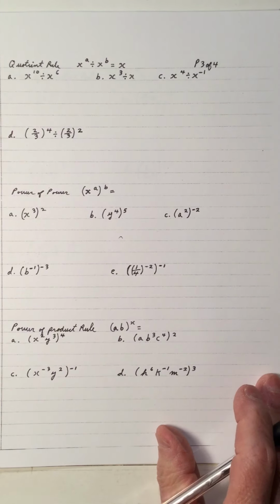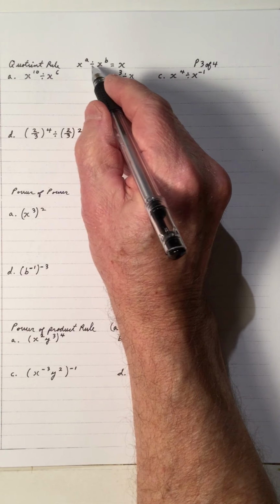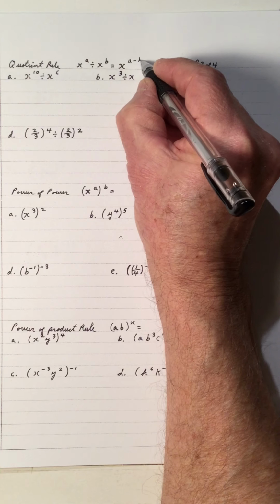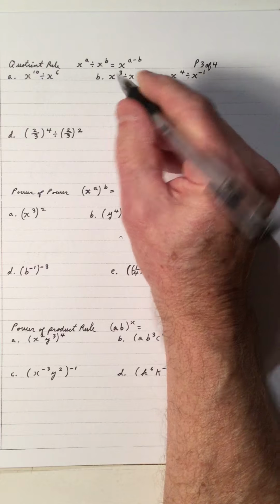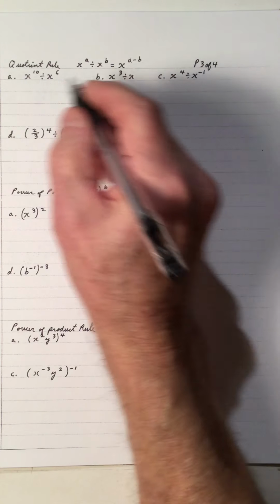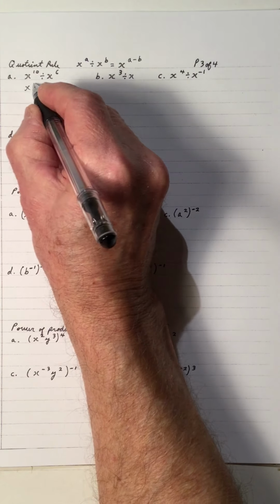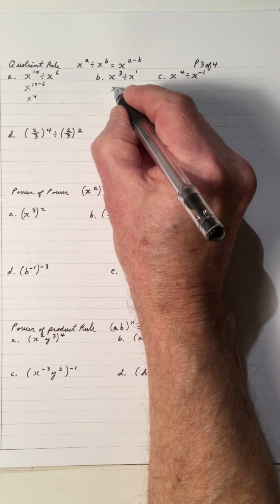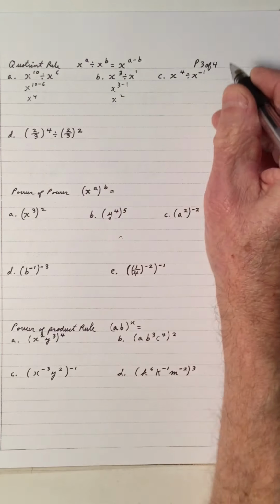And we also have a quotient rule. The quotient rule: x to the a divided by x to the b is x to the a minus b. The previous rule is when we're multiplying same bases, we add exponents. When we're dividing with the same bases, we subtract the exponents. So we're dividing, same bases, 10 minus 6. So that's 4, x to the 4. That's a 1. We're dividing, so we subtract. 3 subtract 1 is 2.